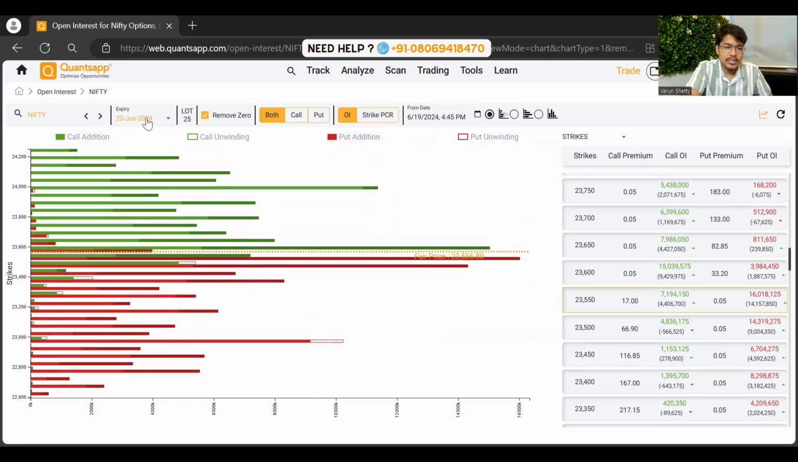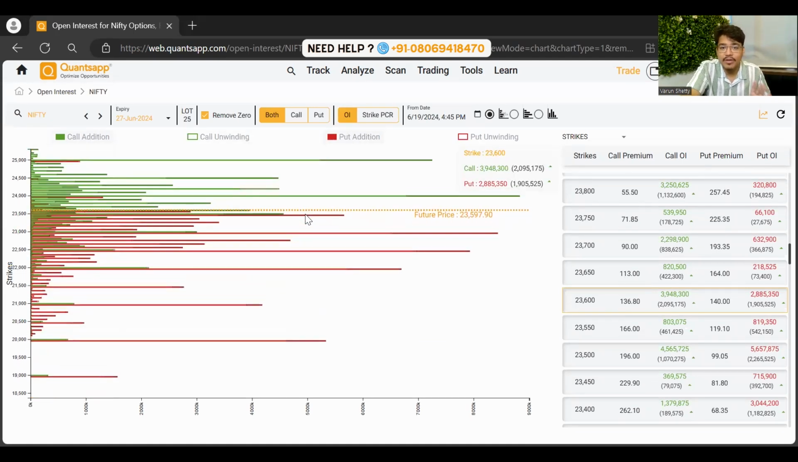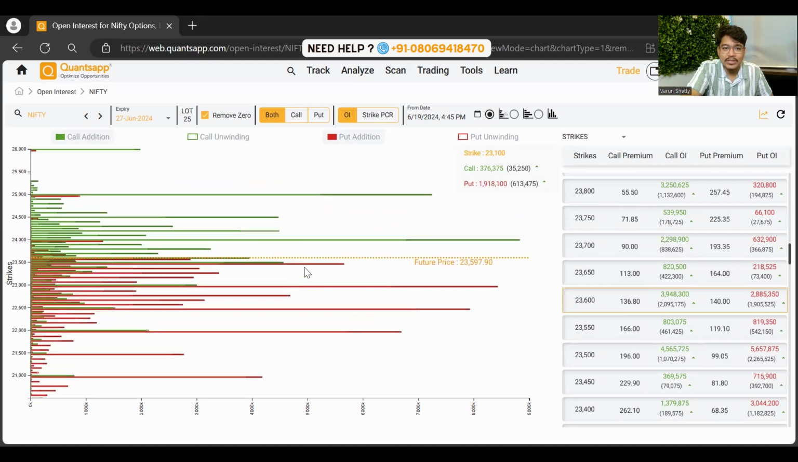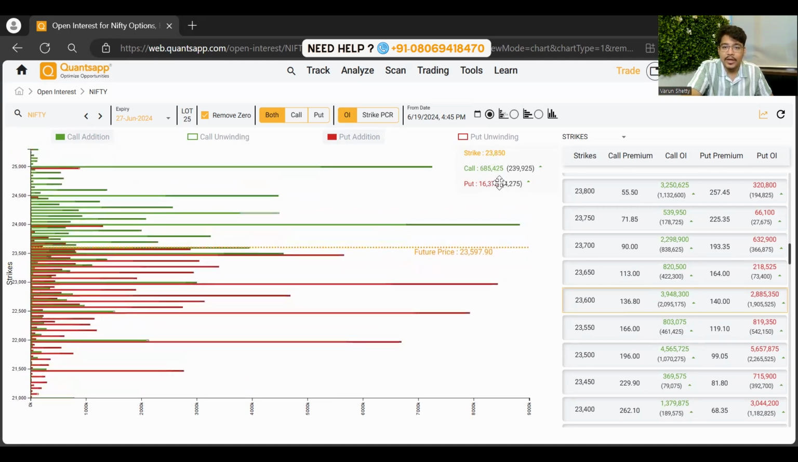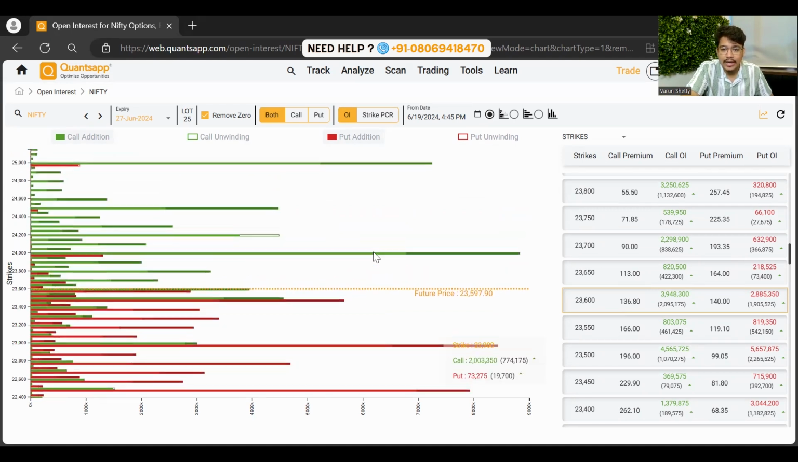Okay, so today it was Nifty's expiry. So what I'll do, I'll just select the expiry for the next date. So next up, we have the monthly expiry, which is 27 June. As of filming this video, 27 June is the monthly expiry. Okay. All right. So this is the open interest data that you can look at inside Quantsapp.